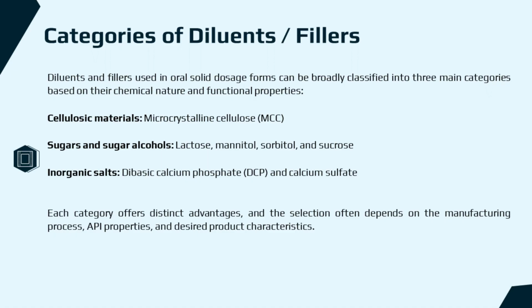Finally, inorganic salts, such as dibasic calcium phosphate and calcium sulfate, are recognized for their excellent flow, high bulk density, and chemical stability, which make them highly suitable for high speed tablet manufacturing. Each of these categories offers unique advantages, and the final selection depends on the formulation requirements, the characteristics of the active ingredient, and the intended manufacturing process.